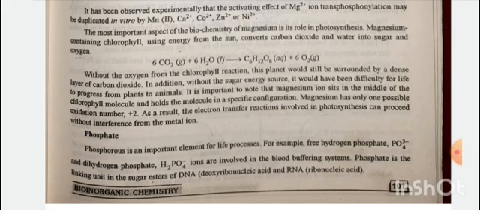It is important to note that the magnesium ion sits in the middle of the chlorophyll molecule and holds the molecule in a specific configuration. Magnesium has only one possible oxidation number, +2. As a result, the electron transfer reactions involved in photosynthesis can proceed without interference from the metal ion.